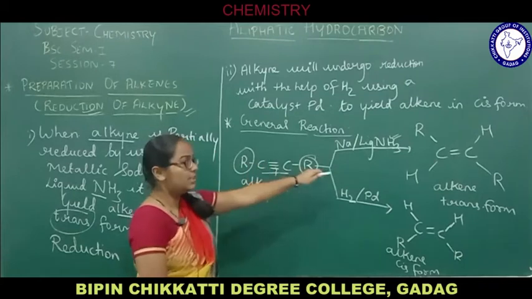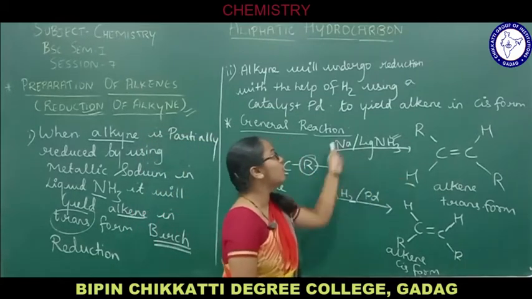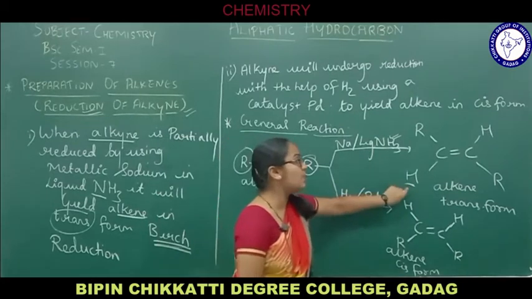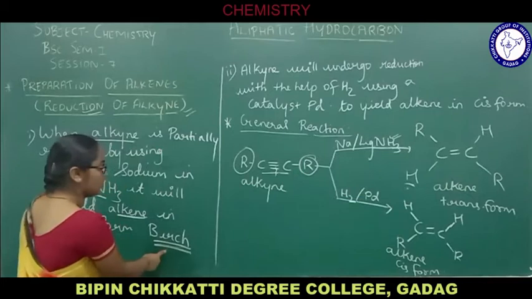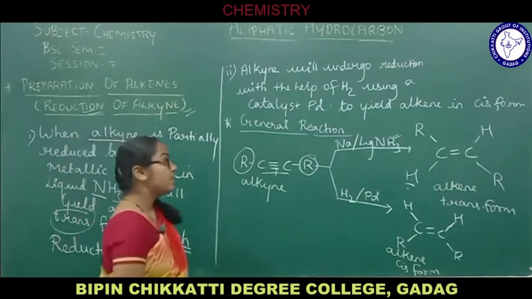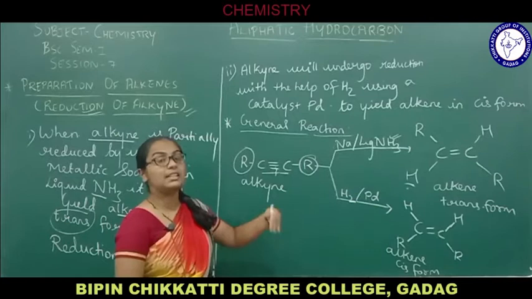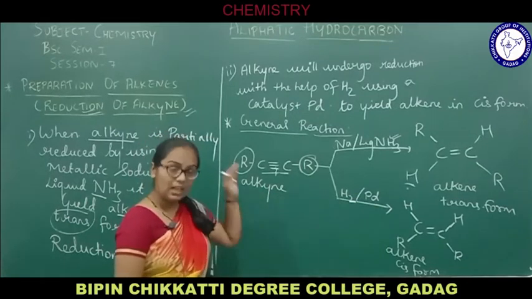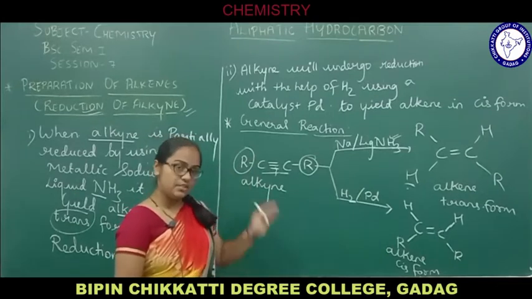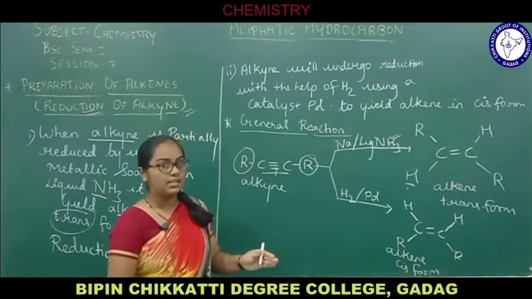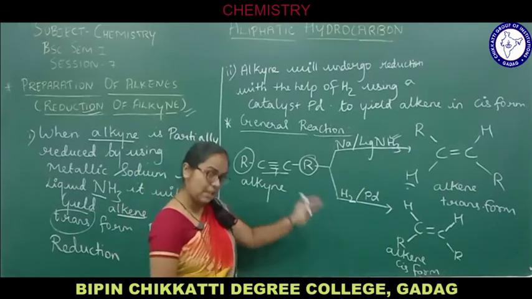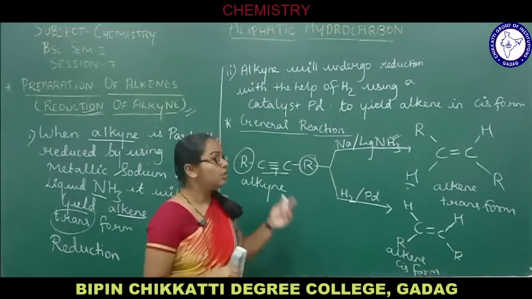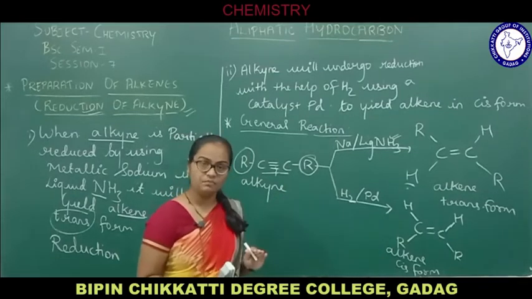Similarly, this type of reaction, where liquid ammonia and metallic sodium are used, is called a Birch reduction. Understand this word, Birch reduction. Whereas in the second step, the cis form is formed, where the alkyne will undergo partial reduction in presence of hydrogen by utilizing a catalyst, palladium, to form an olefin with cis stereochemistry. So this is the general reaction.